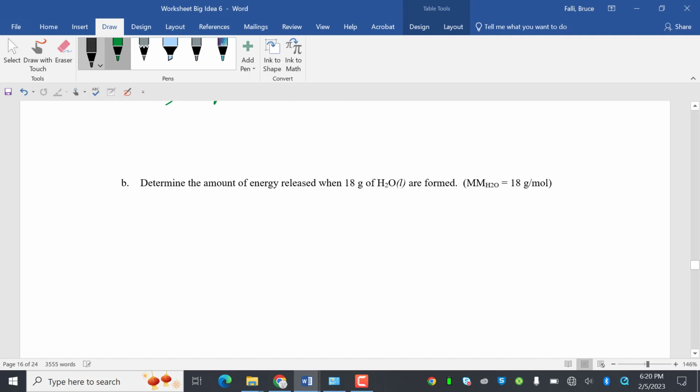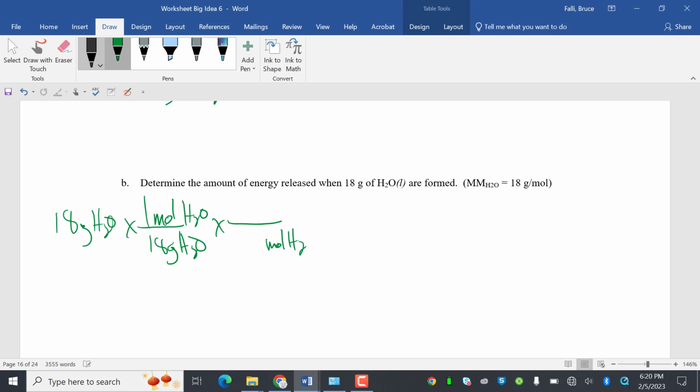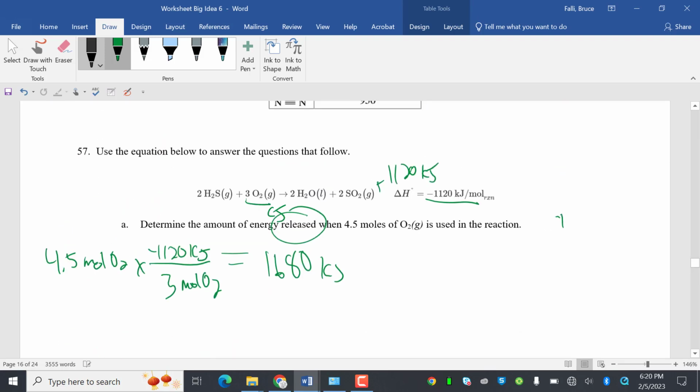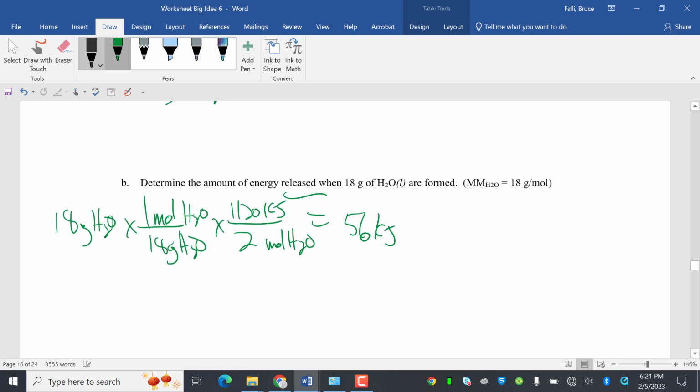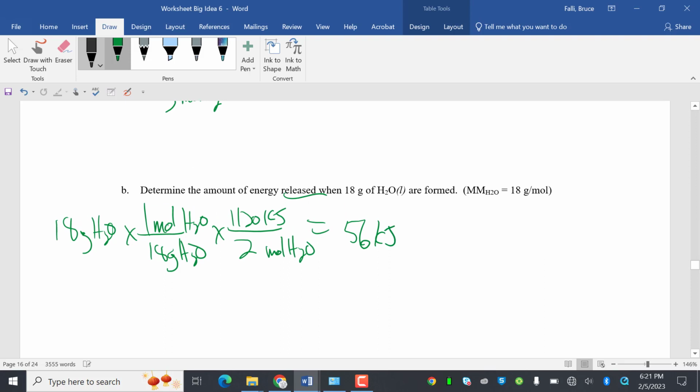All right, determine the energy released when 18 grams of water are formed. So 18 grams of H2O times 1 mole over 18 grams of H2O. Notice I'm going through moles, times moles of H2O and 1120 kilojoules. I forgot the coefficient of water is 2. So 18 divided by 18 is 1, so it's just 1120 divided by 2, which is 560. And that's released. So that would be negative, but really that sign doesn't matter much because the directions tell you what it is.